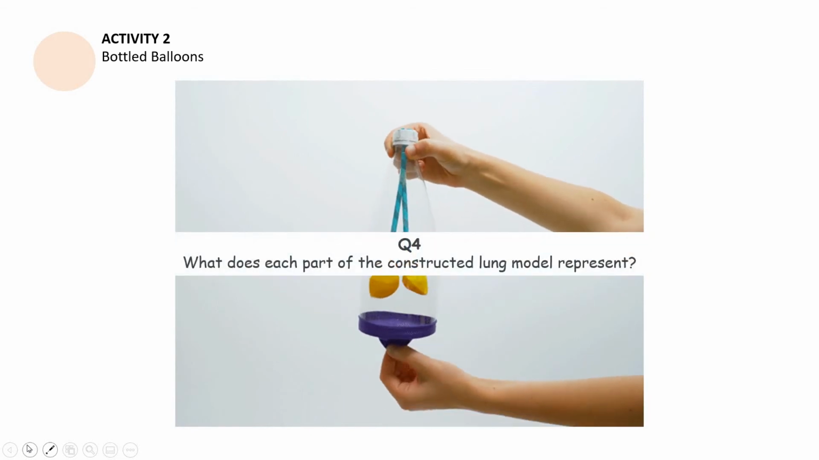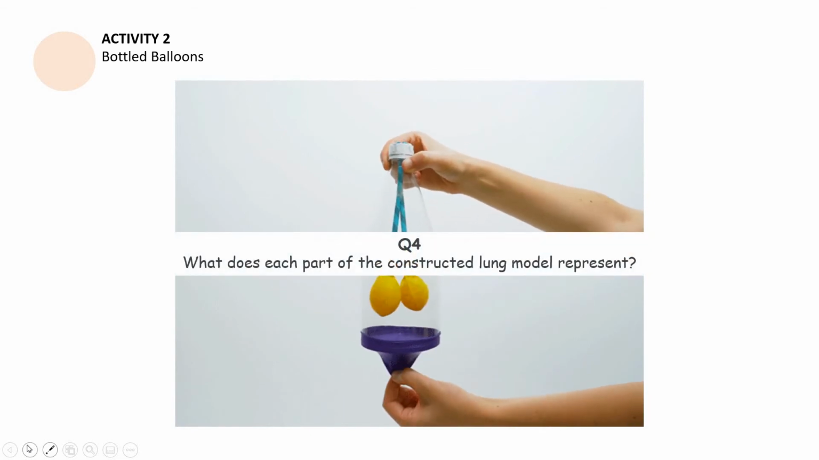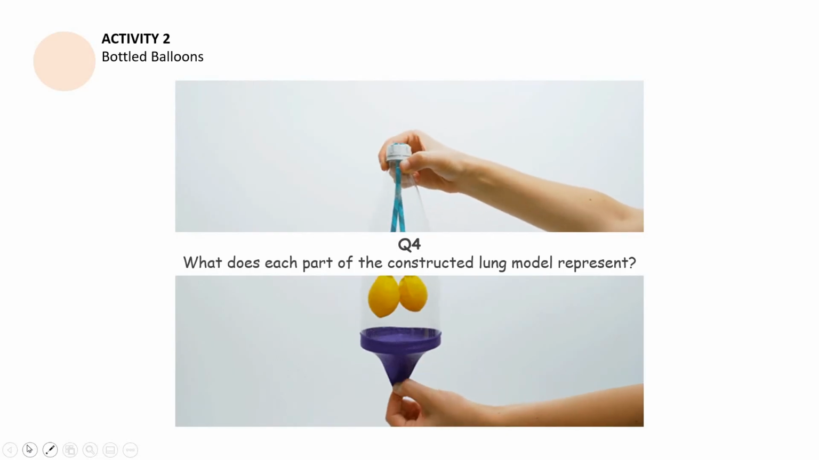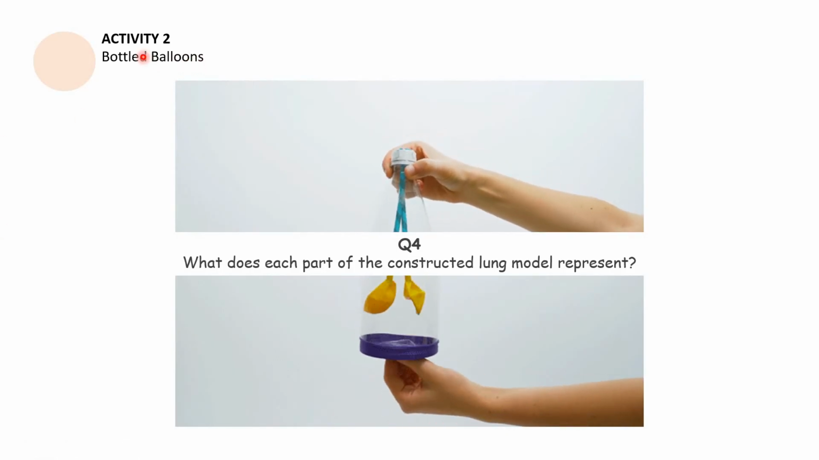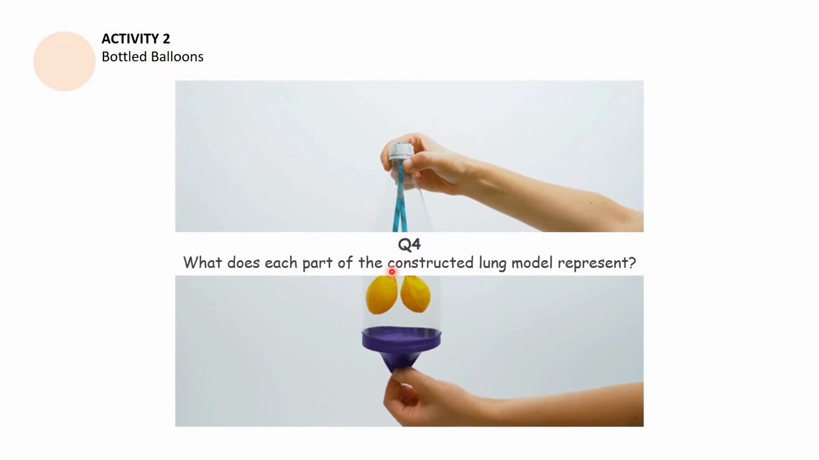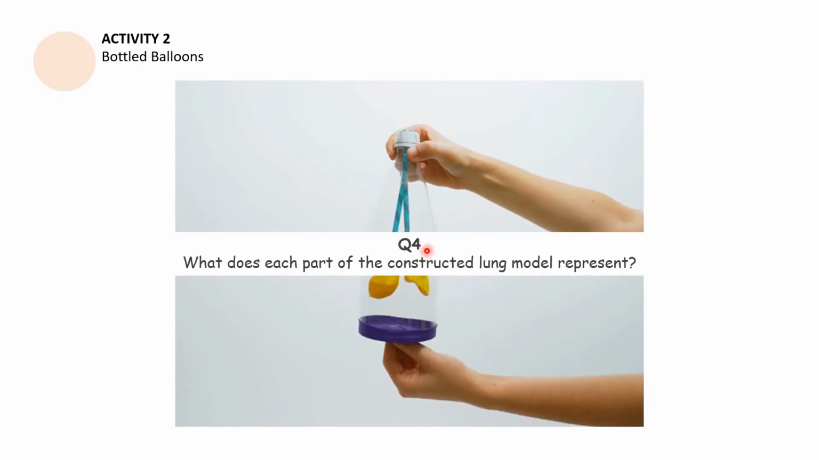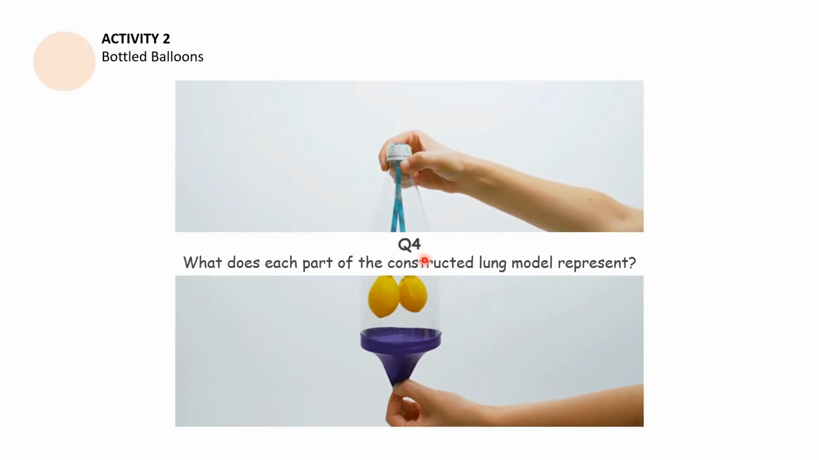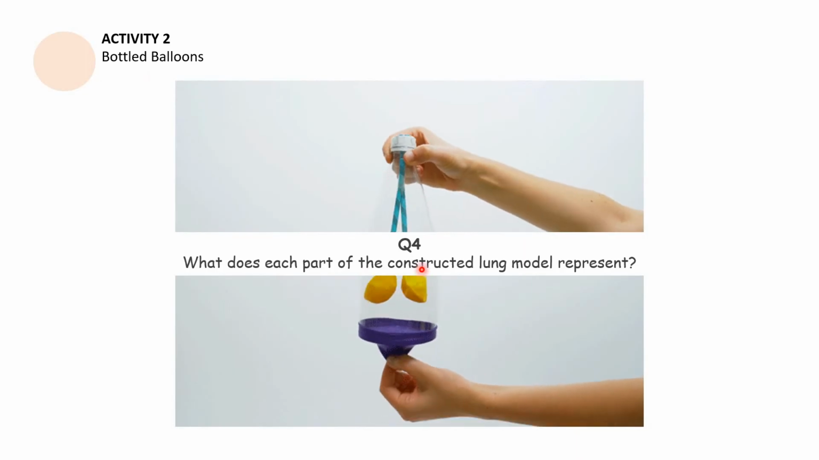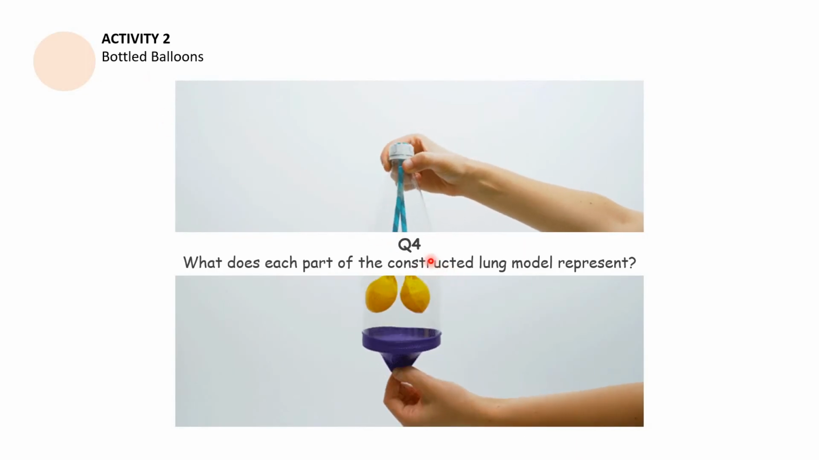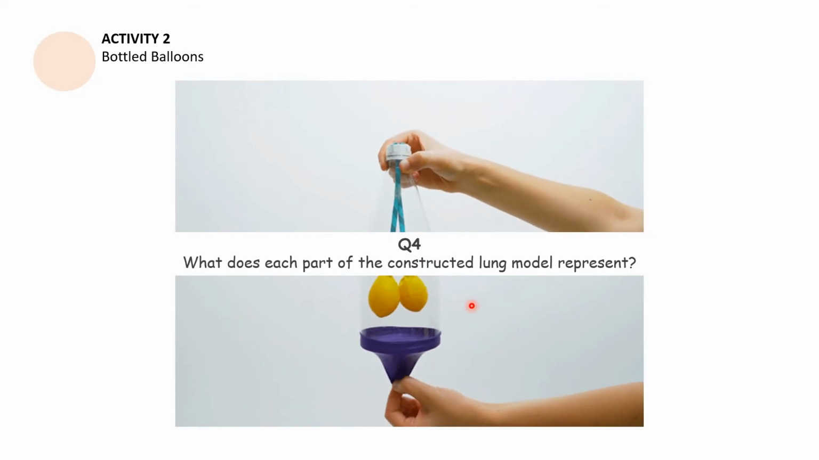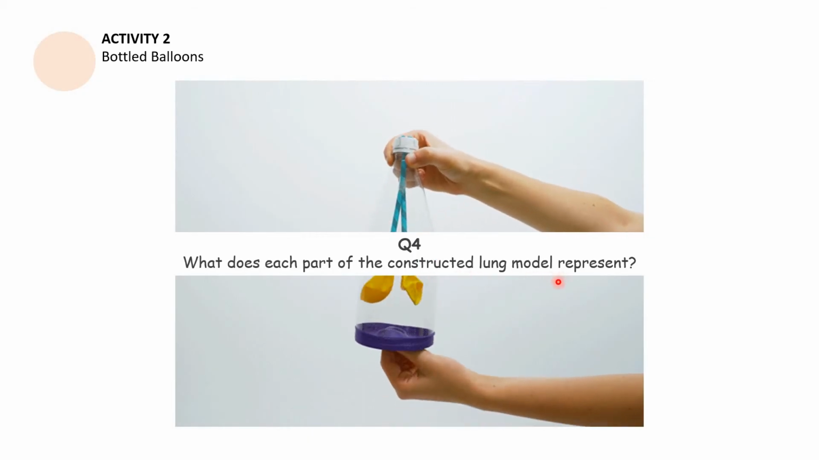Okay. Now, I need you to get your study notebook and answer the following questions. Label that page, activity number 2, bottled balloons. Question number 4. Why is it question number 4? Because we are just continuing the series of questions from activity number 1. So we are now on activity number 2, and we're continuing to question number 4. What does each part of the constructed lung model represent?